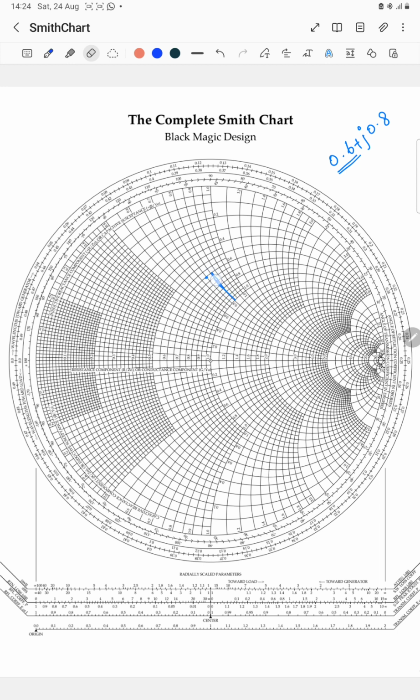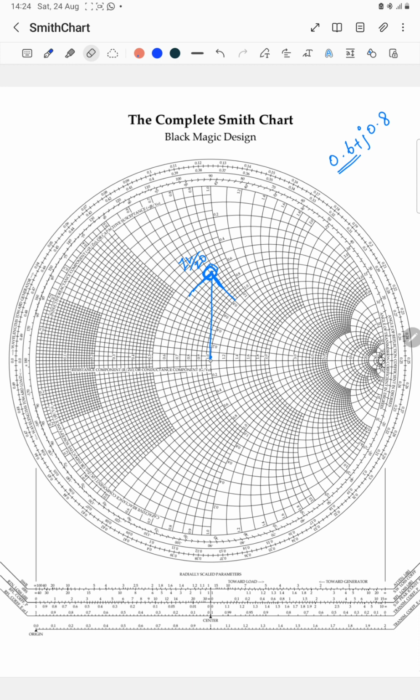So this is 0.8 and this is 0.6. This is the point of ZL by Z0. We should mark this first. Then from the center, you have to draw a straight line.